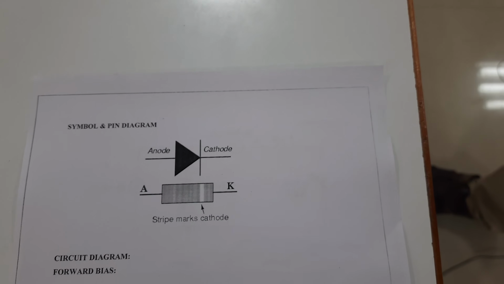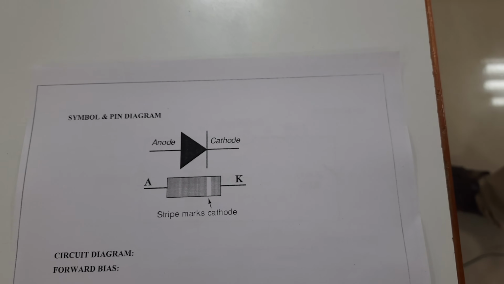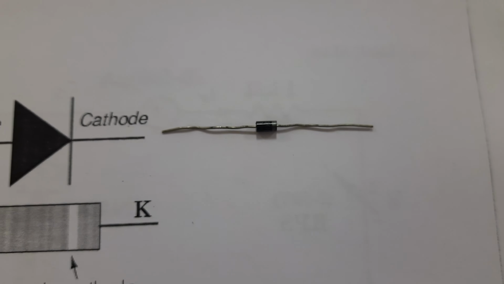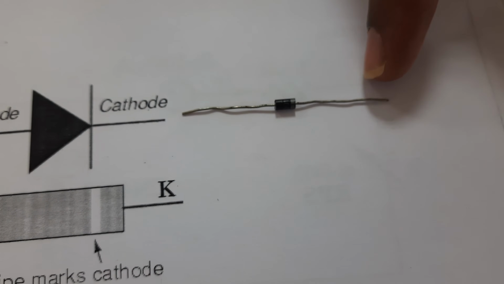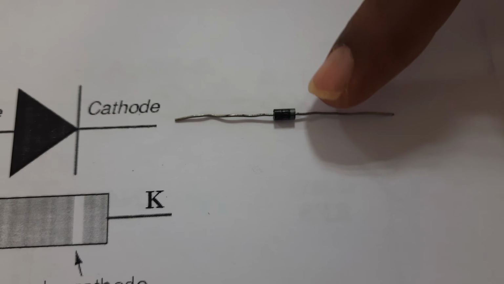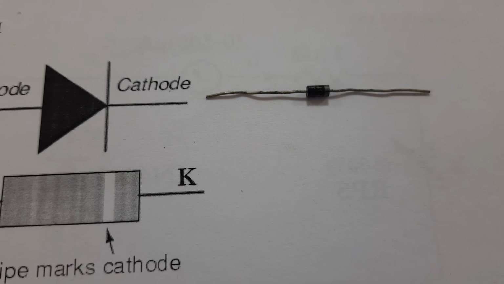Symbol of a PN junction diode. There are two terminals, one is anode and the other one is cathode. This is the diode device. This terminal is anode and this terminal is cathode. Why? Because of the silver ring. Which side is the silver ring? That side is the cathode of a PN junction diode.